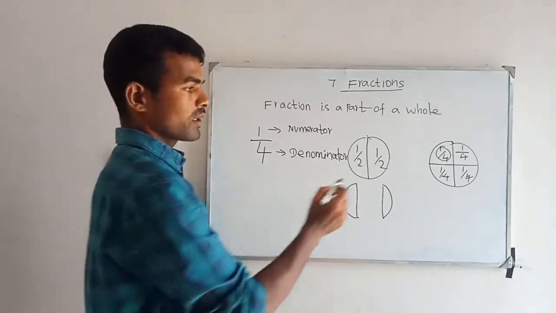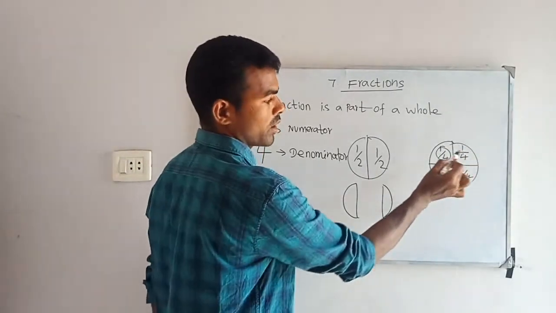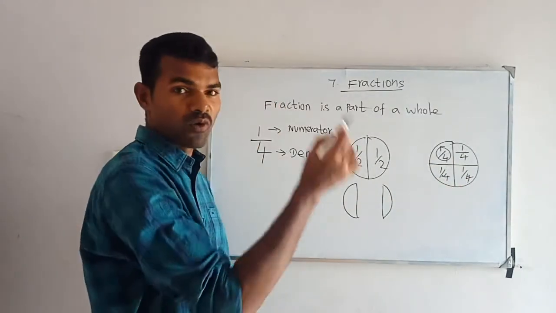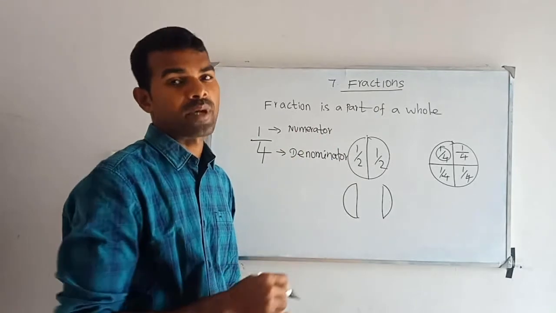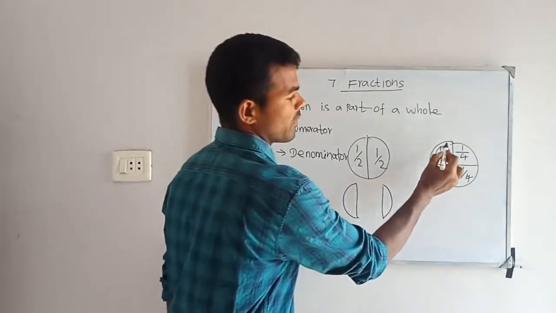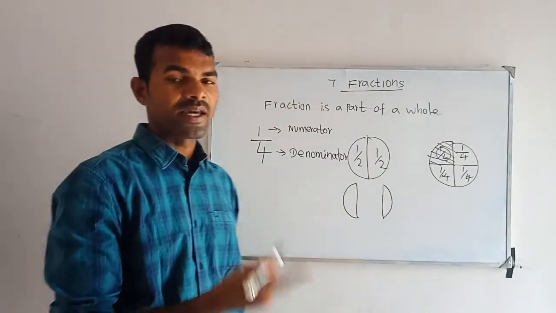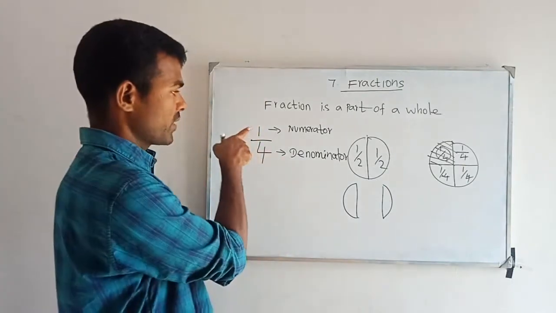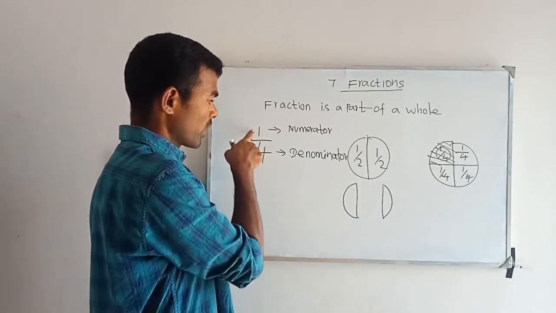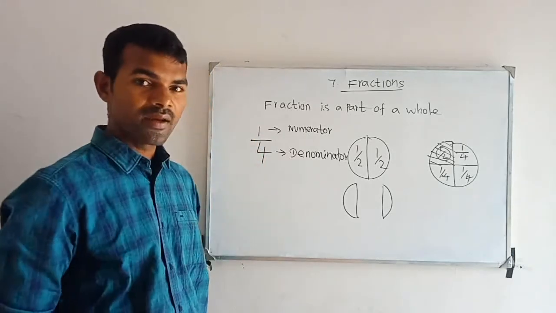Denominator. See now, one full piece separated how many pieces? 1, 2, 3, 4. So in the denominator you have to write the total number of pieces the full part is separated into. And the numerator, how many pieces considered? Only one piece we have taken. We are eating only one piece. So the numerator is one piece out of 4. This is 1 by 4.